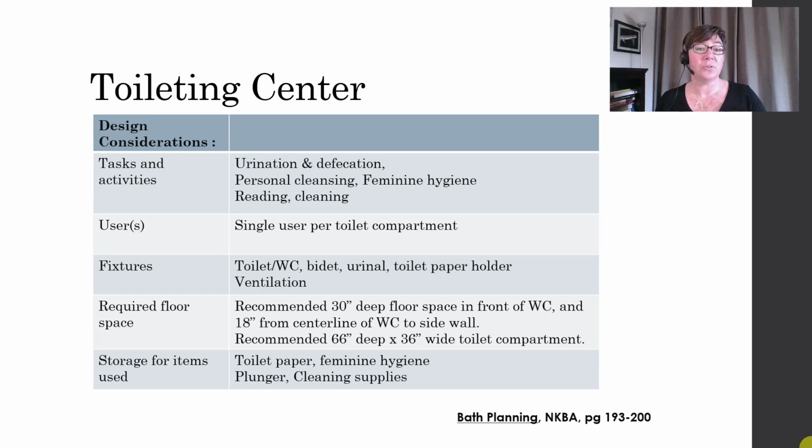And the major fixtures here are the toilet, also called the WC or the water closet, right? The bidet and urinal are secondary fixtures that could be in this area. And you want to consider ventilation. That's very important. Required floor space. We'll go into a lot of detail in that in the next slides.